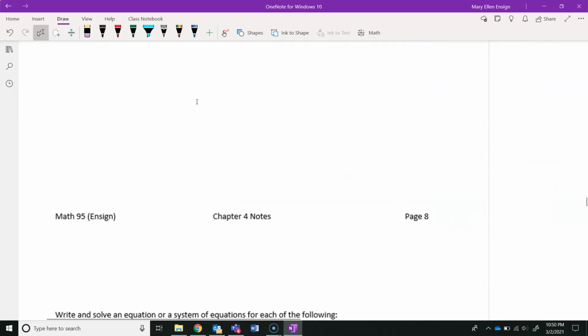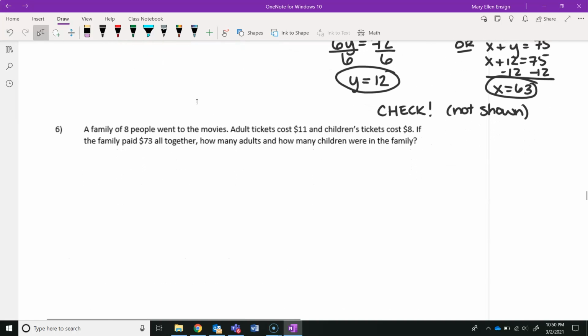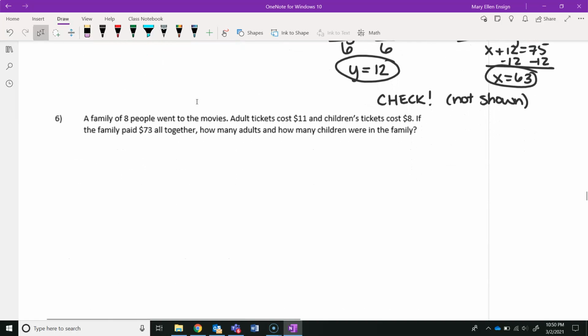So I'm trying to look ahead for a second here. Okay, so for the next one, we are also going to write two equations, but we have a little bit more of a context here. We're talking about people going to the movies and how much different tickets cost, and we have to know how many adults and how many children were in the family. So there's a little bit more of a context to it, but really when we get down to it, we'll be thinking about it the same way as we were just reading the words in the previous one. So we'll boil this context down to what it's really asking.